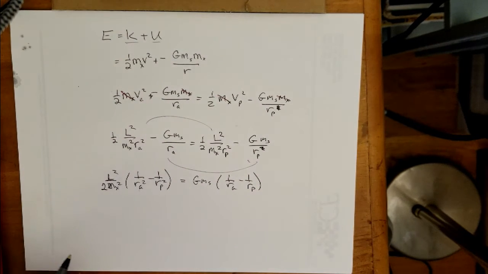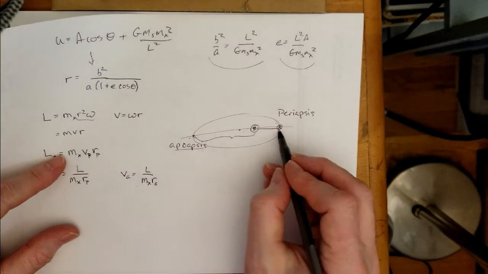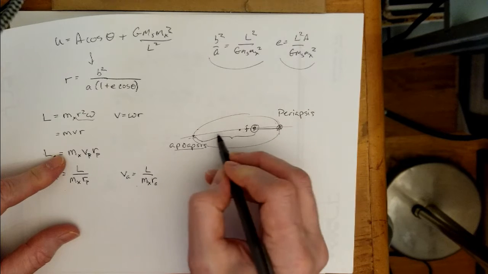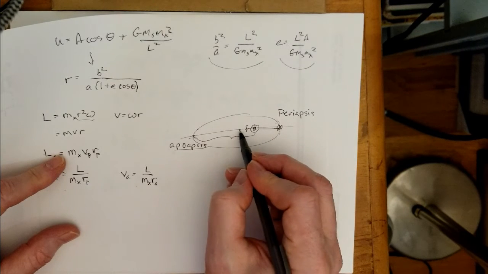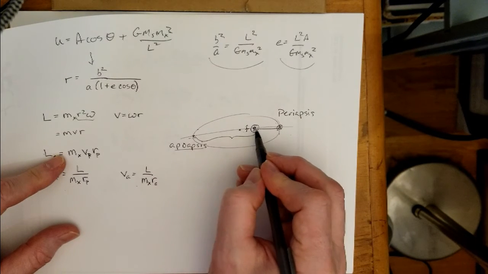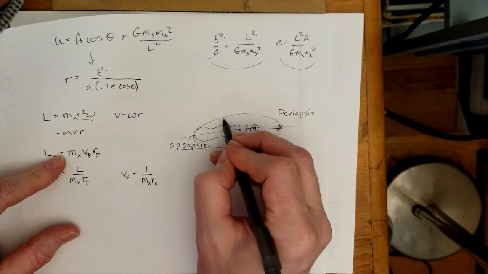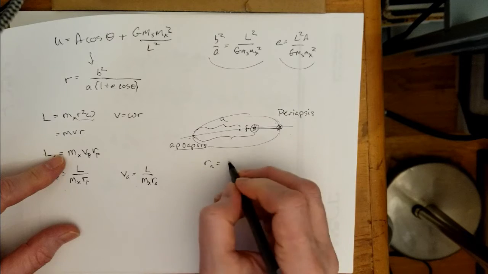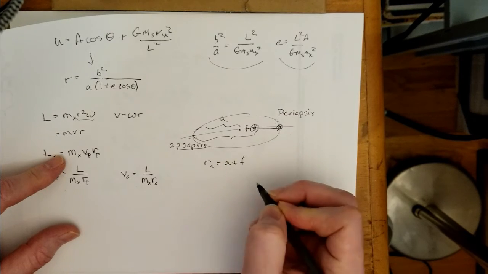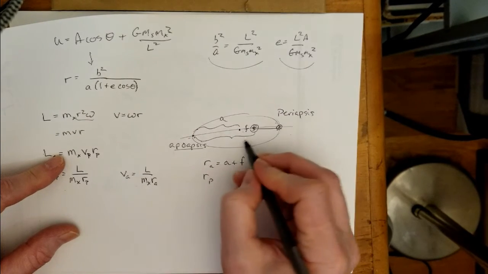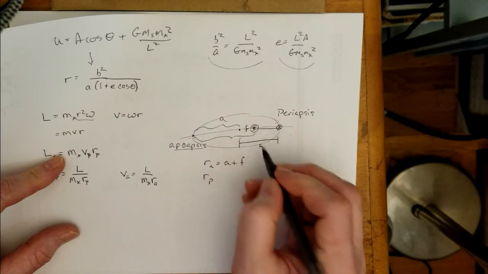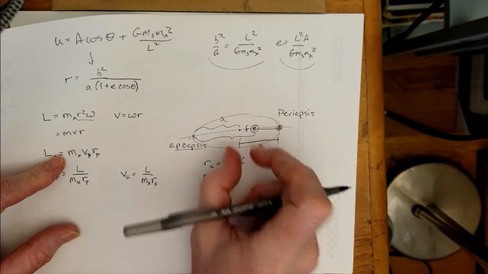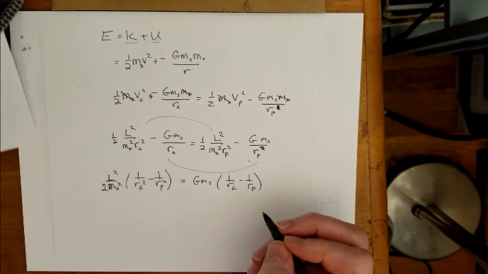R_a, this distance right here, well, this distance is the focal length, or the distance from the center of the ellipse to the focal point. This distance right here is a. And so R_a is equal to just a plus f. R_p, the closest point, well, that distance there is a minus f, so the difference between that and that, a minus f.